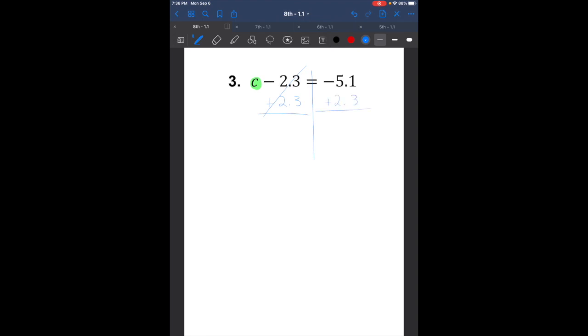2.3. Well, ladies and gentlemen, what is the rule for adding and subtracting integers? If it is the same sign, right? Plus, plus, you add. Minus, minus, you add, right? And if they are different signs, you subtract.